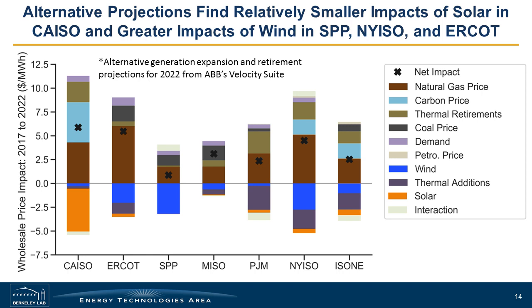And what happens is that in these particular regions, with the greater amount of wind that's being added in these alternative cases, we also see more frequent negative prices happening along with the growth of wind. And then also, again, we see solar growth in CalISO still has the overall greatest impact on decreasing prices.